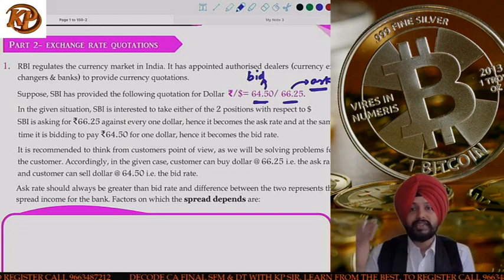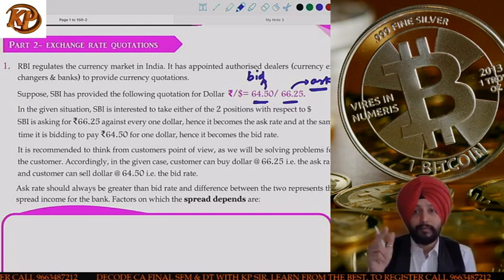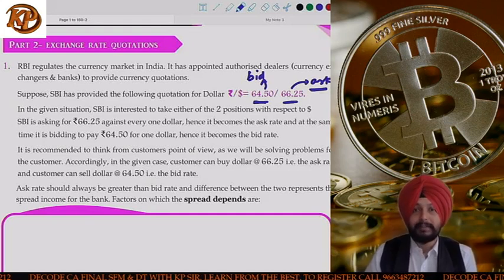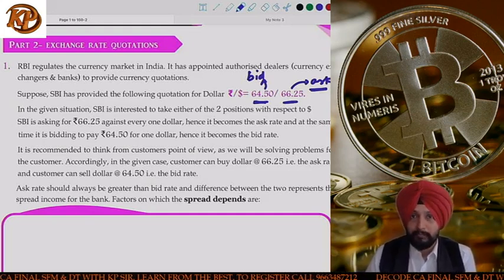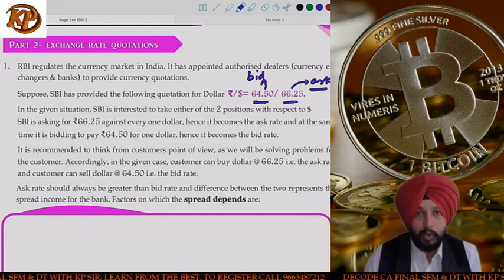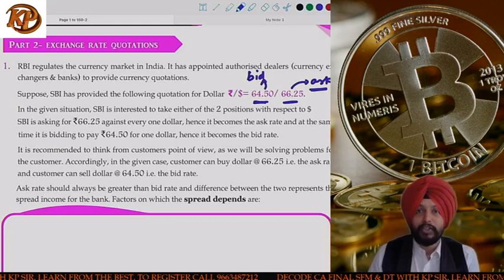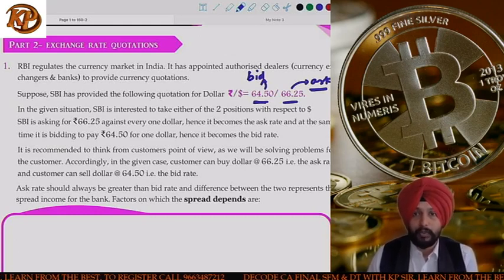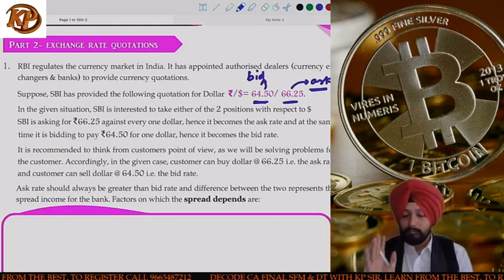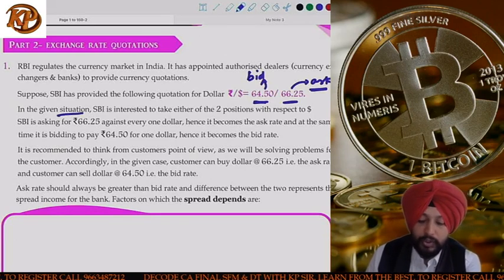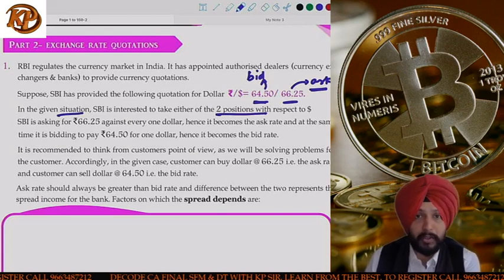If the customer wants to buy dollar from the bank, then SBI is asking for 66.25 rupees. But if you want to sell dollar to the bank, then SBI is bidding to pay you 64.50 rupee per dollar. Which means in the given situation SBI is interested to take two positions with respect to dollar.